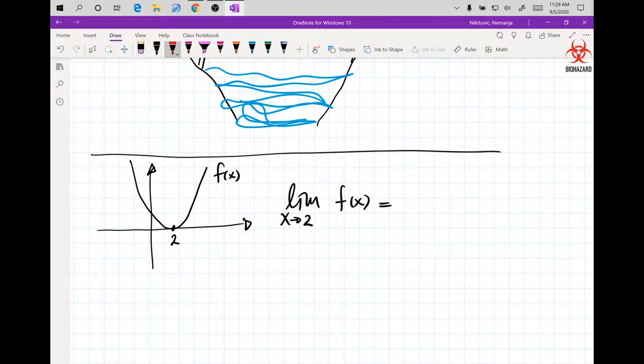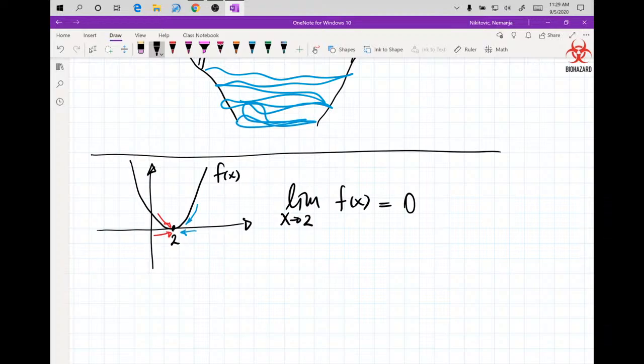Well, you will look as you approach from the left and as you approach from the right. As you approach from the right, you are dropping down to 0. As you are approaching from the left, you are dropping down to 0. They are both agreeing from both sides that the answer is 0. Remember, your answer has to be a y value, a number.